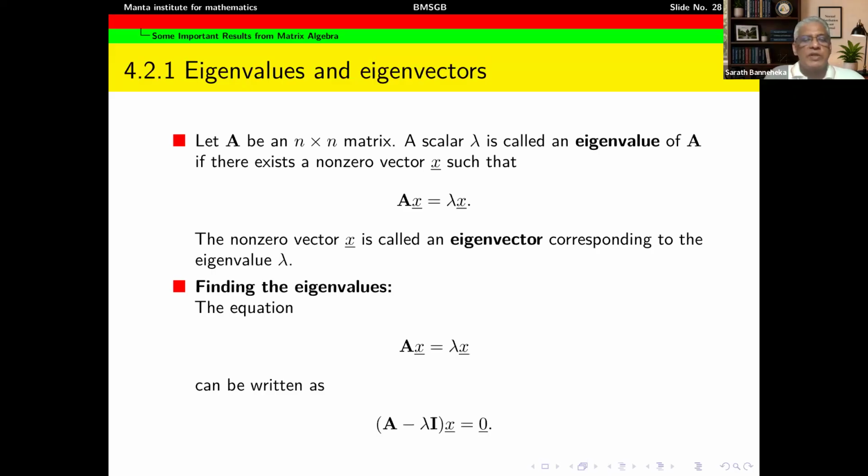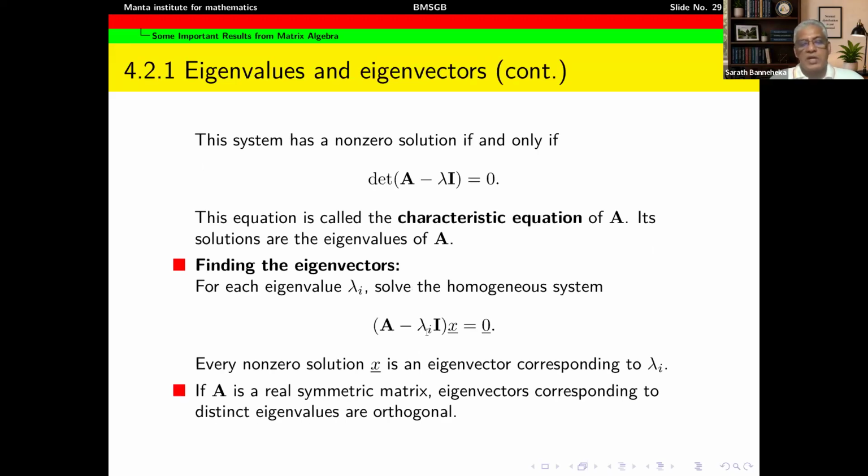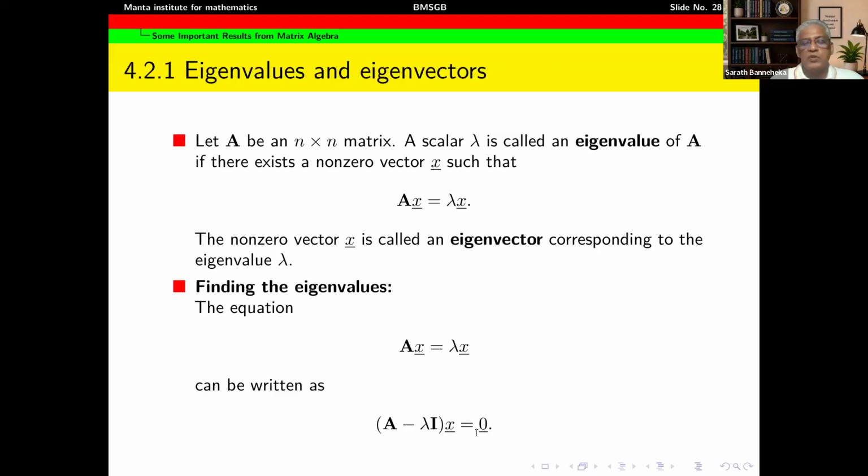So how do we usually find eigenvalues? We consider this equation Ax equal to lambda x, which can also be written as A minus lambda times the identity matrix, times vector x, equal to vector 0. Now, in order to find eigenvalues, we have to find the values of lambda that satisfy this equation.